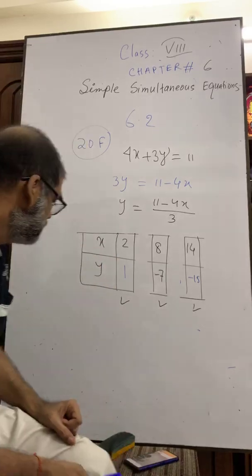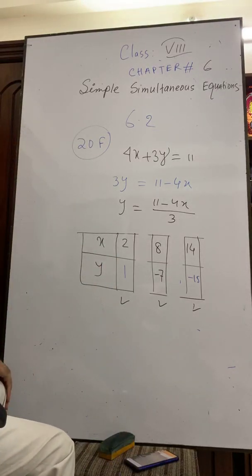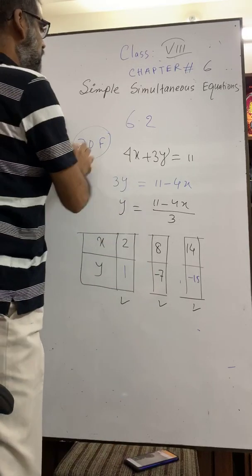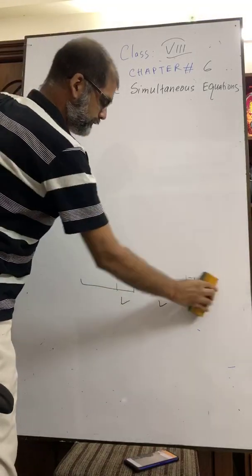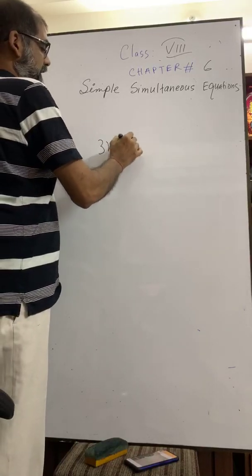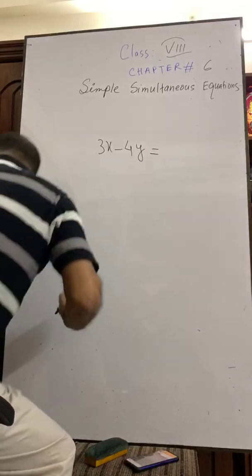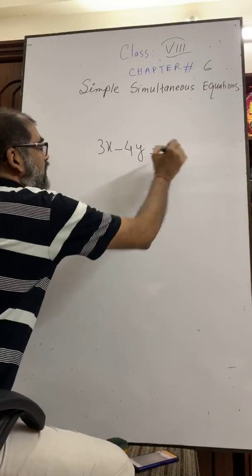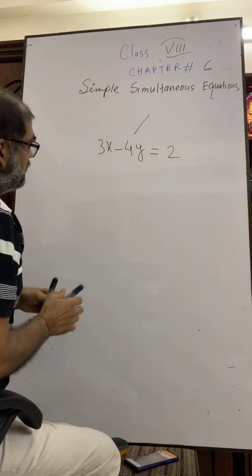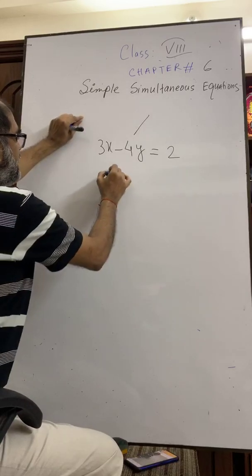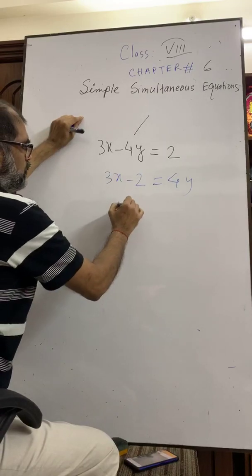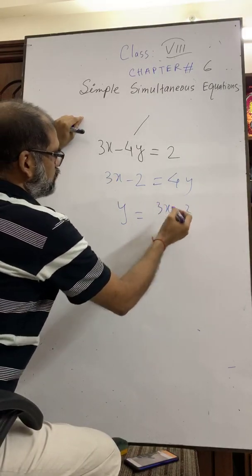Okay. I am going to the second equation, question number 28. That is 3x minus 4y equals 2. You see, this is a minus sign. What will you do? I know that I have to find y first. Write down 3x minus 2 equals 4y. That is y equals (3x minus 2) by 4.